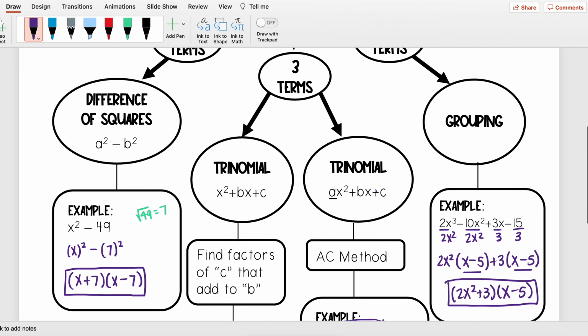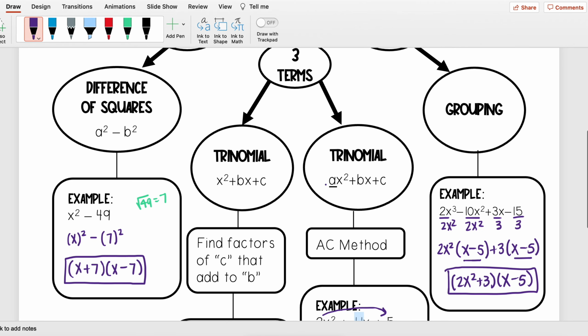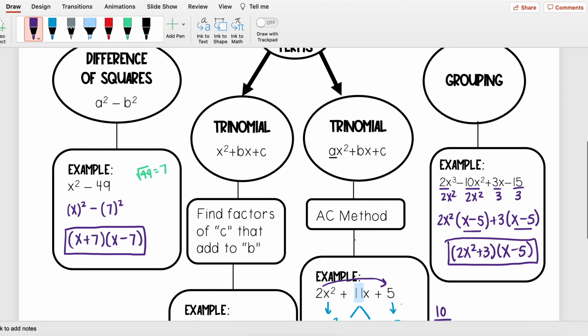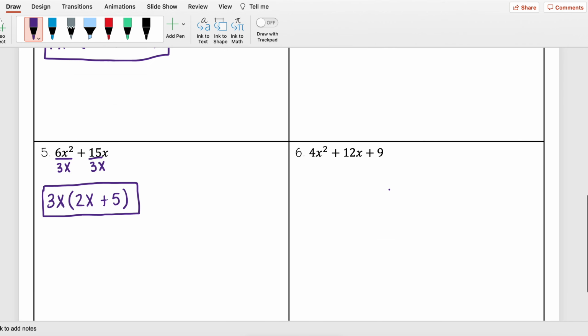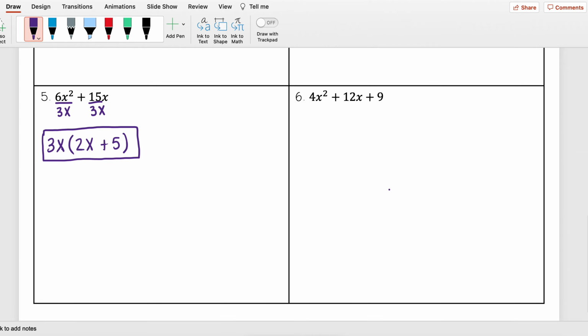But this time I have a trinomial where my a is not equal to 1. My a is actually equal to 4 here. So that means I need to use the AC method. So AC method tells us I'm going to do 4 times 9 first to get me 36. And now I'm looking for two numbers that multiply to 36 but then add to 12. Since both of these are positive, that means that my factors are going to be positive. So I first have 1 times 36.